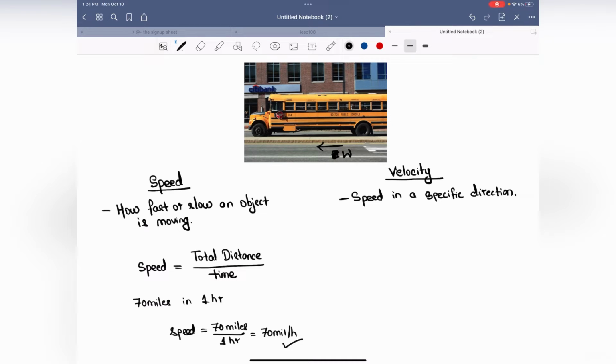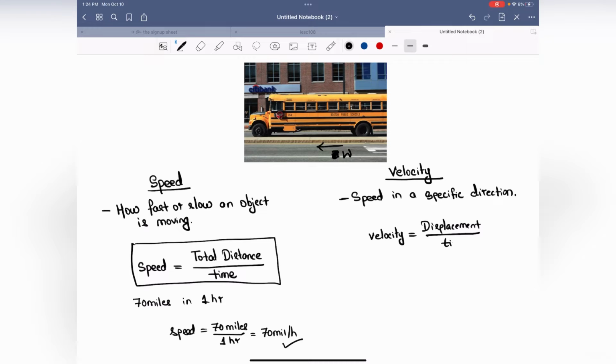And just the way you have an equation for speed, similarly you have an equation for velocity too. And it's pretty similar. Velocity is displacement divided by time. So displacement, and divide that by time. That's your mathematical equation for velocity. And again, you express it by saying something is going, for example, 70 miles per hour to the west.